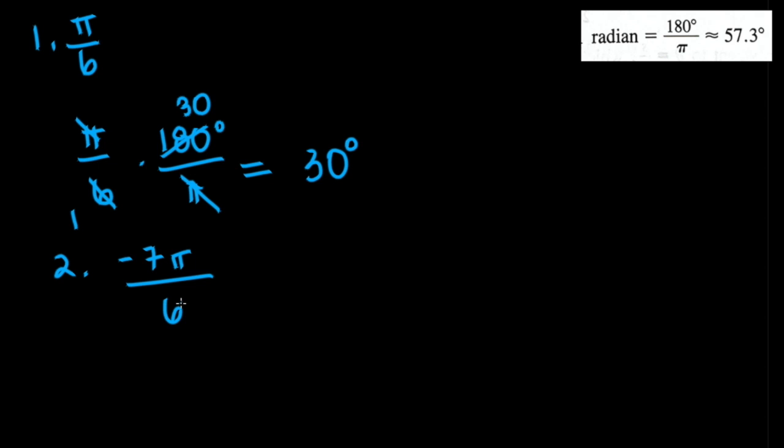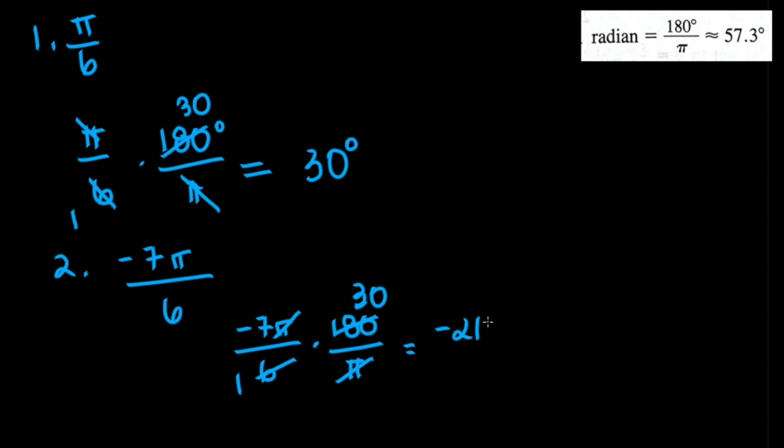Let's try one more. This one says negative 7 pi divided by 6. We are first going to write negative 7 pi divided by 6 multiplied by 180 divided by pi. Our 2 pi's cancel out, and we're left with negative 7 times 180 divided by 6. We can also cancel out our 6 and 180. This can equal 1, and this will equal 30. Negative 7 times 30 equals negative 210. So negative 210 degrees is going to be our final answer.